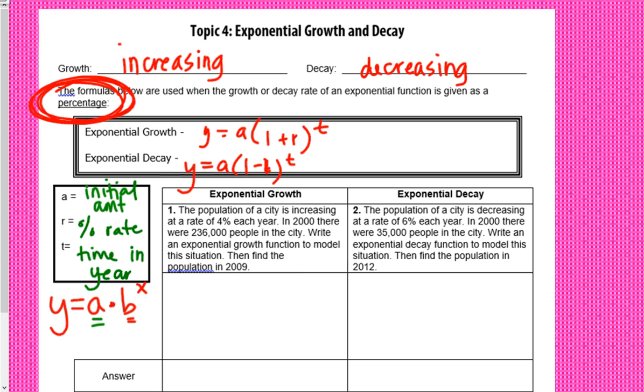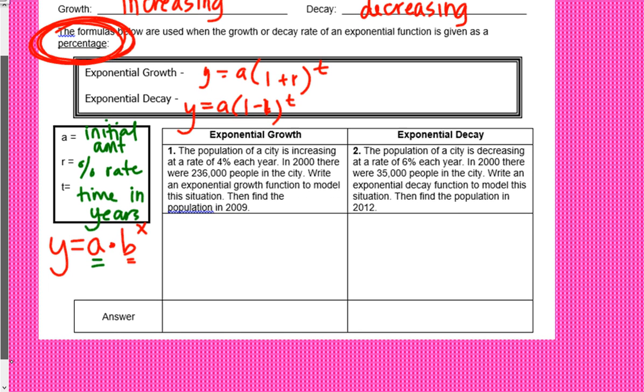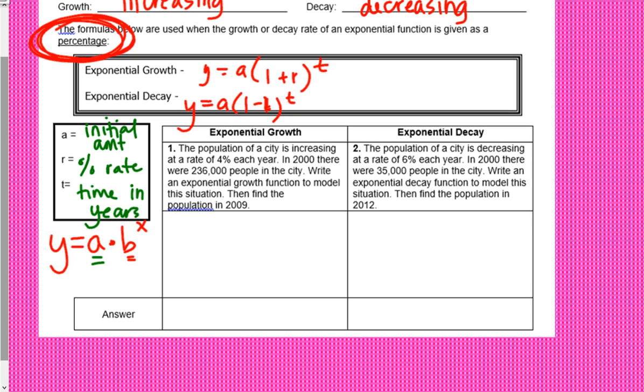Okay, so again, anytime you're given a percentage and you say that something is exponentially growing at a rate of 12% or whatever, you need to make sure you use 1 plus that rate or 1 minus that rate, depending on the problem. So, number 1, we're just going to jump right in. The population of a city is increasing at a rate of 4% each year. In 2000, there were 236,000 people in the city. Write an exponential growth function to model this situation and then find the population in 2009.